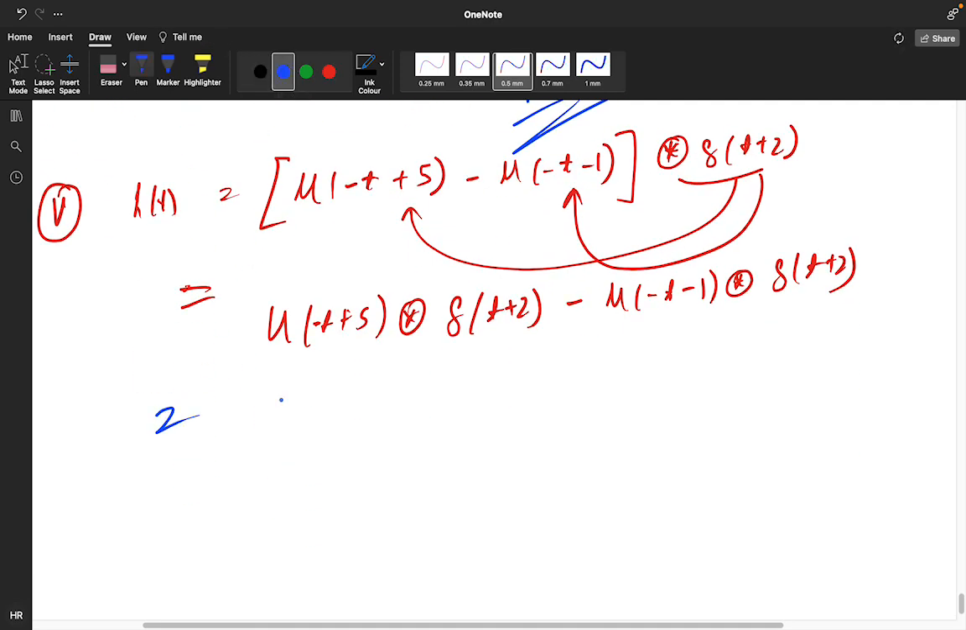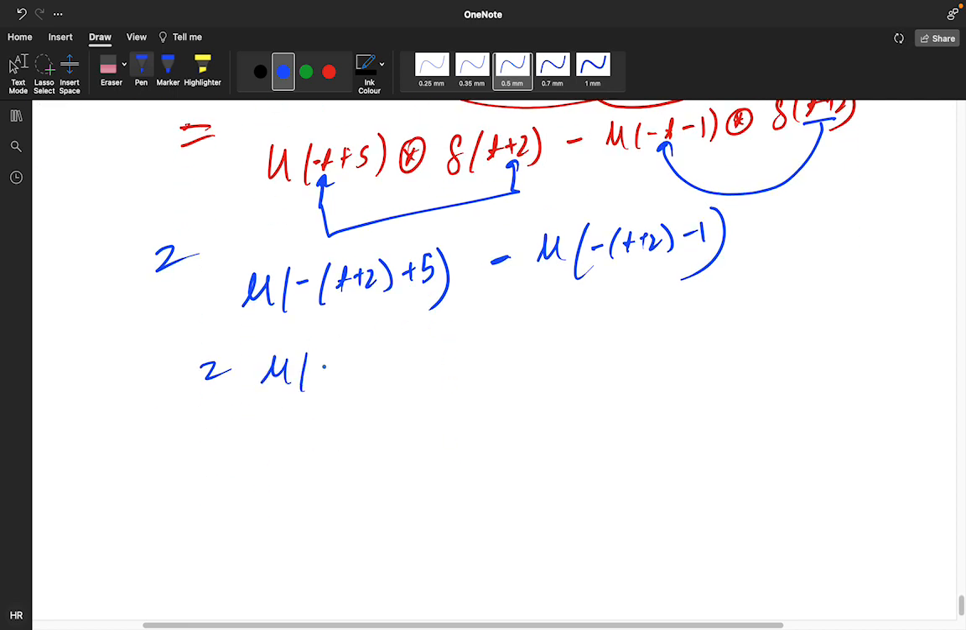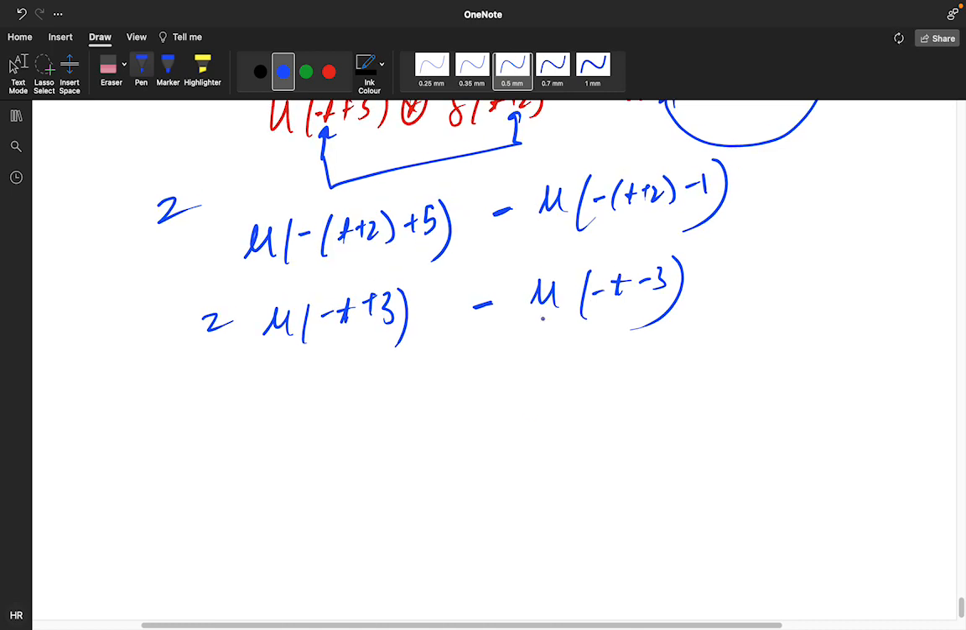Apply the property. If you apply the property, the value of t will be replaced by t plus 2. So you will get u of minus t plus 2 plus 5, minus u of minus t plus 2 minus 1. The convolution is done. So you are getting u of minus t plus 3, and minus u of minus t minus 3. Correct? Minus t plus 2 will become minus t minus 2 minus 1, that is minus 3.